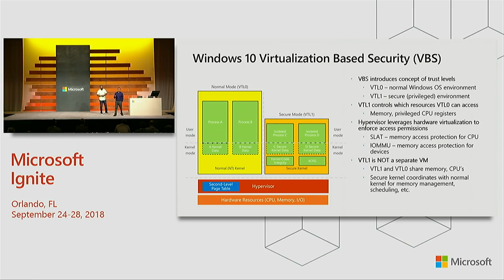So I'm going to talk briefly about virtualization-based security. How many of you have heard of this feature? Some of you, okay. This is something that was introduced as part of Windows 10 initially. Essentially, the hypervisor introduces this notion of virtual trust levels. The main idea is that a higher numbered trust level can restrict the hardware and memory access of a lower trust level.